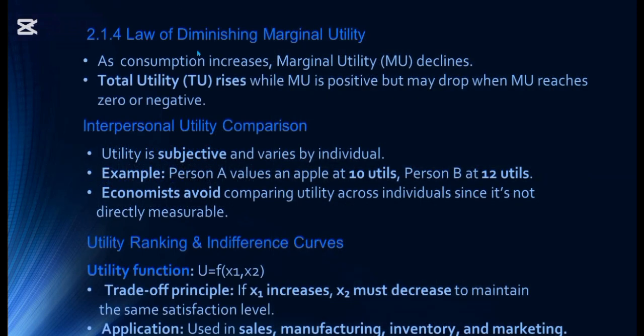This is the law of diminishing marginal utility. Here you can see that as consumption increases, marginal utility declines. Total utility rises when marginal utility is positive, but may drop when marginal utility reaches 0 or negative. We already saw this in the previous graph. Okay, now let's see our next topic.